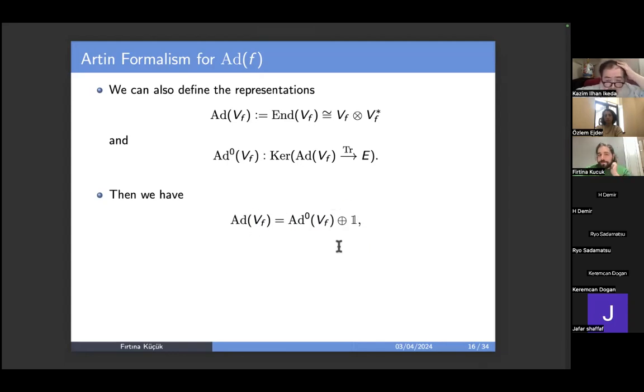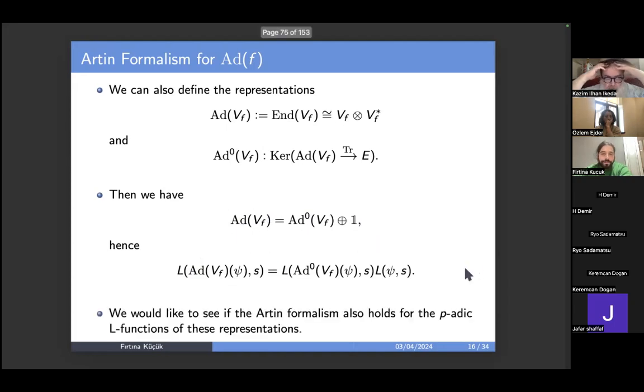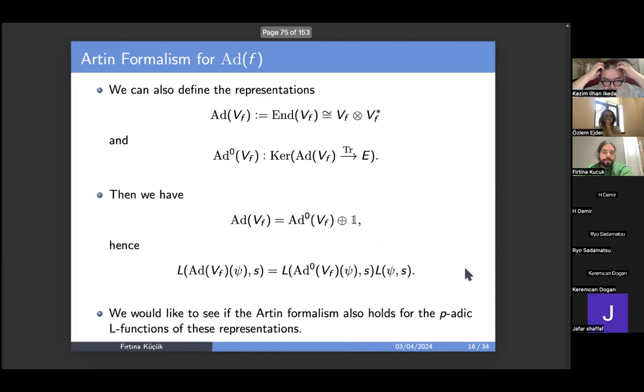So this factorization and the previous factorization are essentially the same up to a certain twist. So if we twist by the alternating square and characters, we get the previous factorization basically. And hence the L-function of this factorizes as such. And we want to see whether Artin formalism also holds for the p-adic L-functions of those representations. So if we have critical values for all of them, like for this, for example, we can interpolate them p-adically, and then these critical values will also be common for this and this. And we can then interpolate, and we can obtain the p-adic analog of Artin formalism.